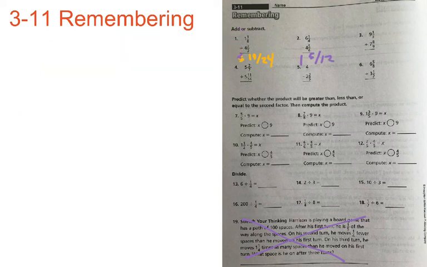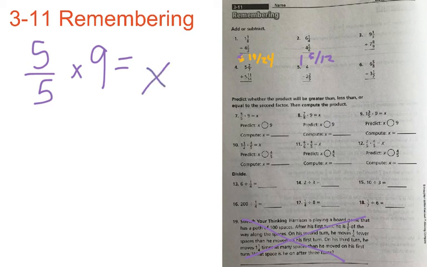We're going to go ahead and look at our predictions and practice some of those. In number 7, the first thing we have to do is predict. Do we think x is going to be greater than, less than, or equal to 9? And then we compute. What we have for number 7 is 5 over 5 times 9 is equal to x. And I need to know, do I think that x is going to be greater than or less than or equal to 9?